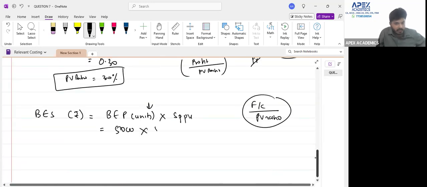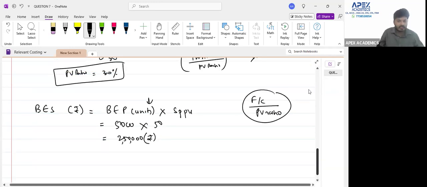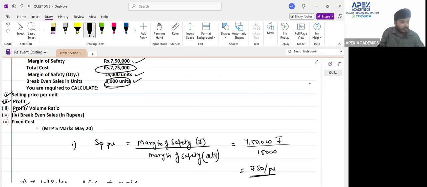And what is my selling price per unit? 2,50,000. What is this? 2,50,000. Agreed or disagreed? Please tell me that. Okay. Third, they are asking you what? Third, they are asking you calculate the fixed cost.